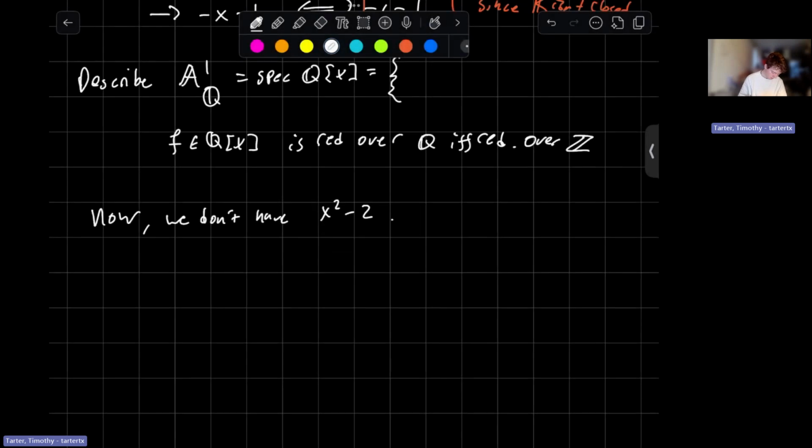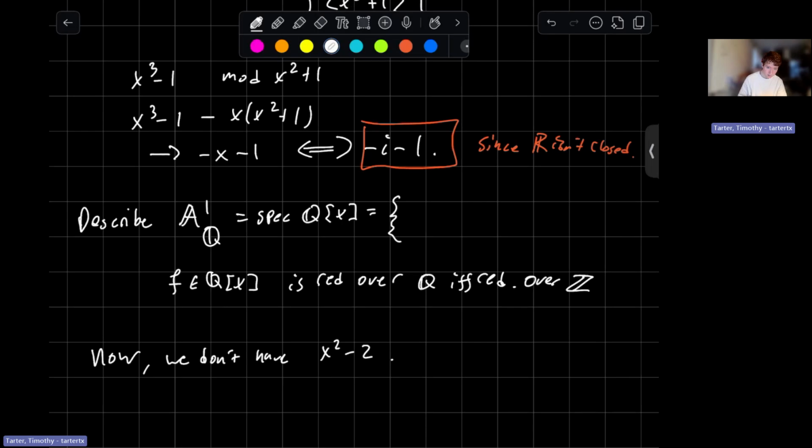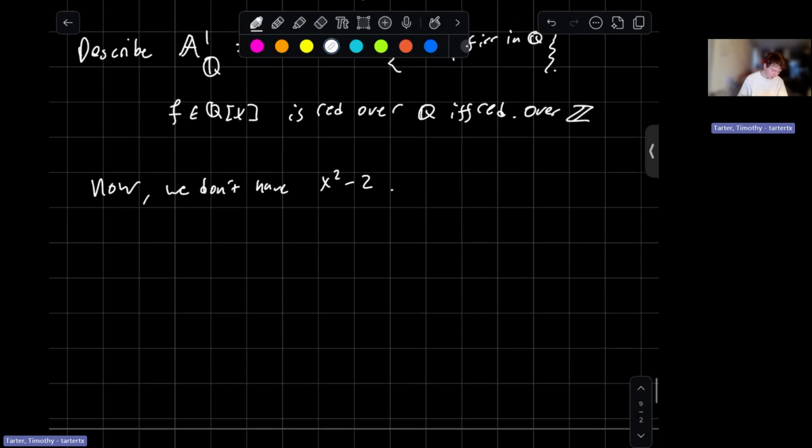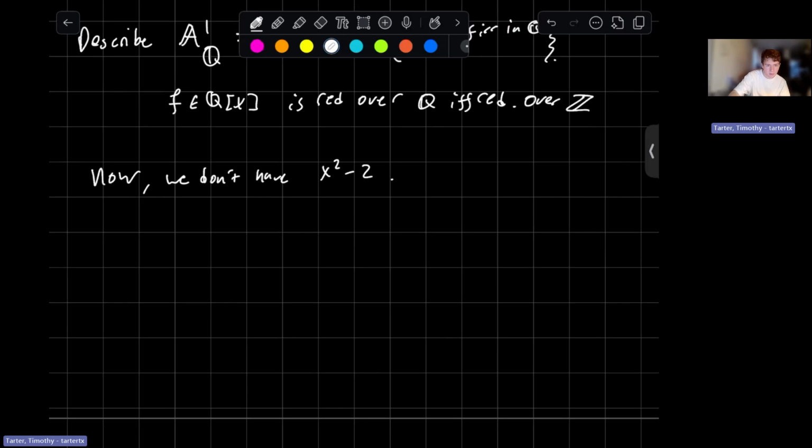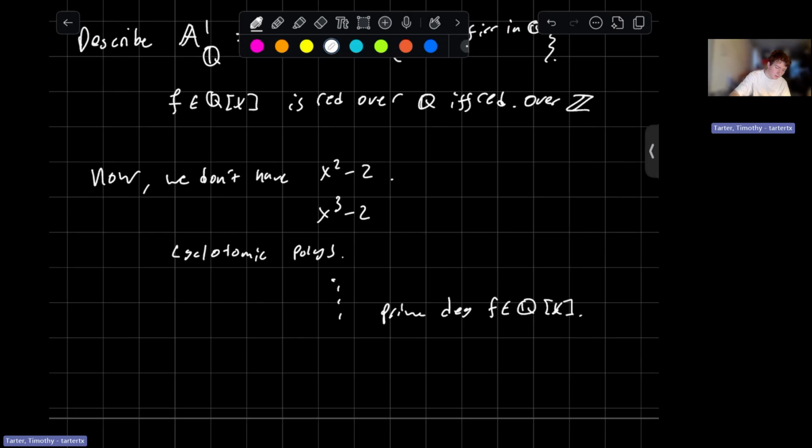So it's basically just f such that f is irreducible in Q. But I guess the idea is you could have a degree 3 polynomial that's irreducible now, like x cubed minus 2, or any of the cyclotomic polynomials, and so on for prime degree f in Q over X.